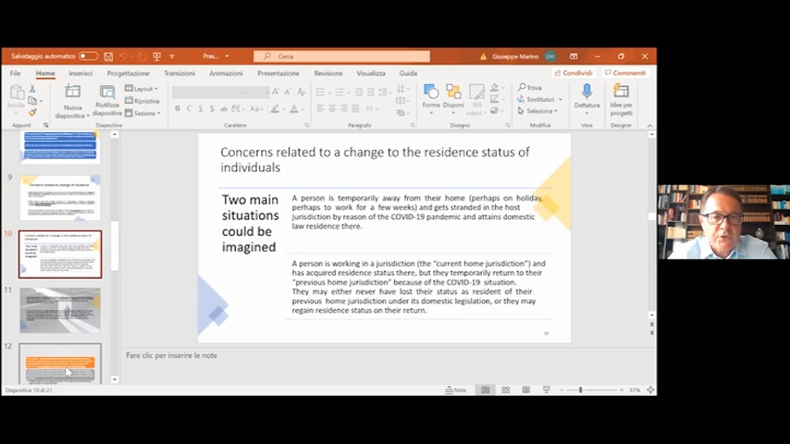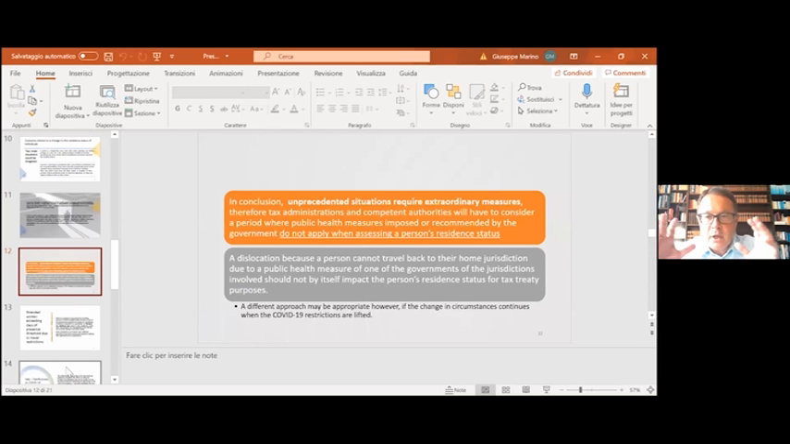So in conclusion, the OECD is basically recommending to keep a very wise position, considering the extraordinary period of time we are all living because of the pandemic, and to wait and see. So to act as if nothing is happening in terms of taxes, in terms of changing of status, because it is a domino effect.